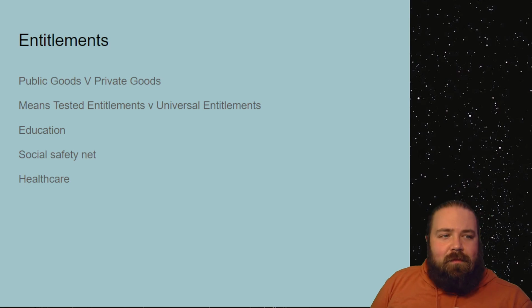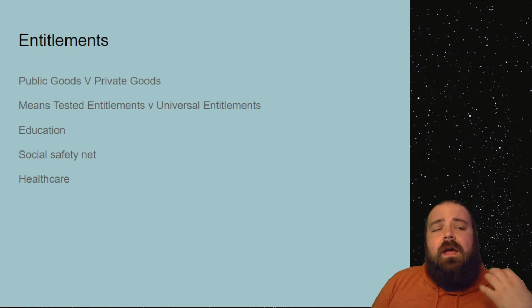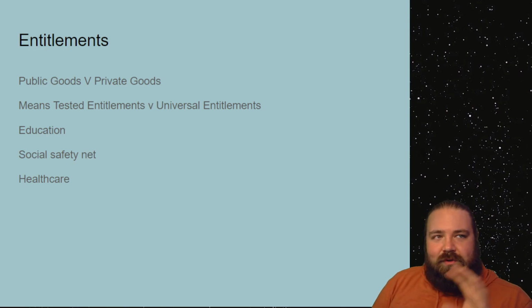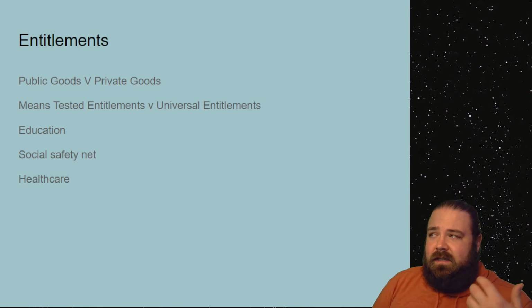Now, there can be large, wonky policy questions, and we're going to get to this when we come back next week, talking about whether universal entitlements are better or means tested entitlements are better. But typically in this country, we've come down on the side of the means tested entitlement. And in particular, this applies on education. You have to be a certain age to receive educational benefits in this country.